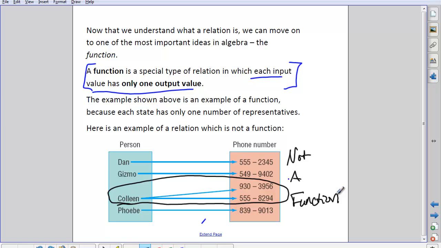A couple of other examples just to kind of make sure that's clear. You could think about people and their birthdays. Each person has only one birthday. You can't have a person that's physically born on 2 different days. It just doesn't work. There is a single birthday for each person. So each person has one birthday. That's each input has one output.